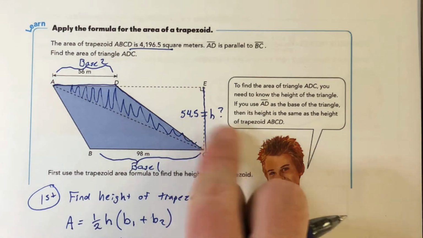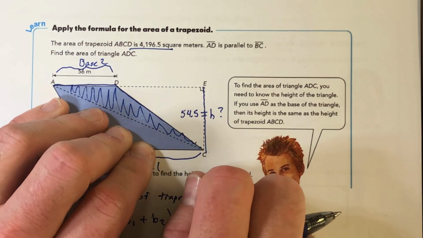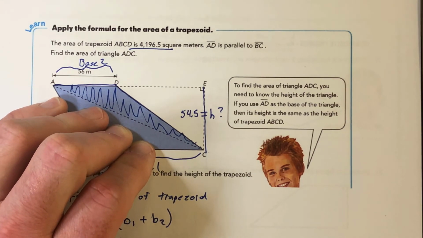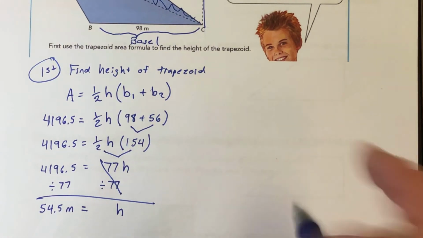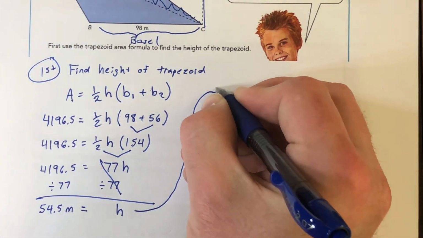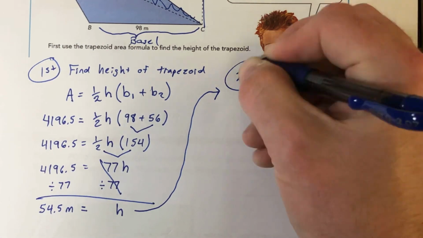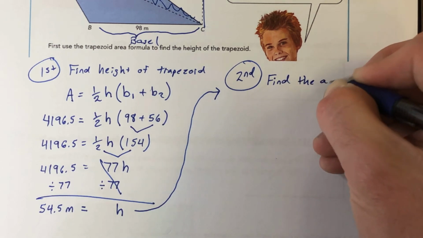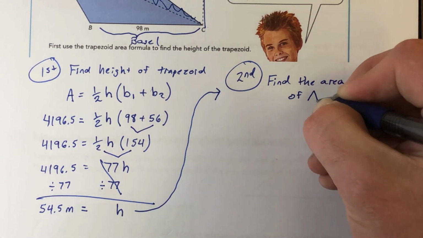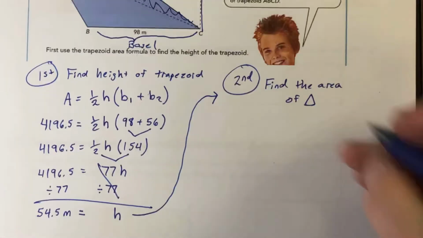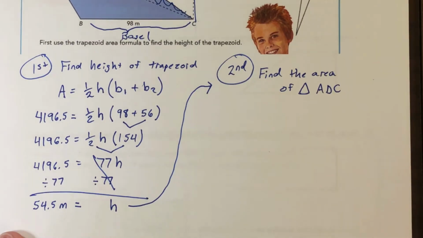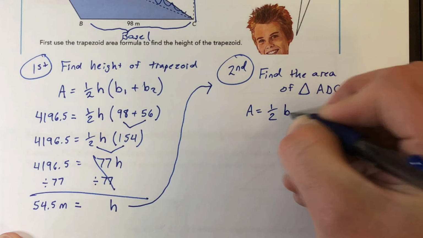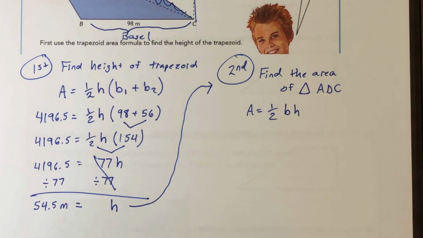Why do I need that? Well, now I know the height of the triangle. If I know the height of the triangle and I know the base of the triangle, I can use the formula for area of a triangle and be done with this. So, use this to do your second step. The second step is find what you want. Find the area of Triangle ADC. So I need an area formula for a triangle. A equals 1/2 BH.